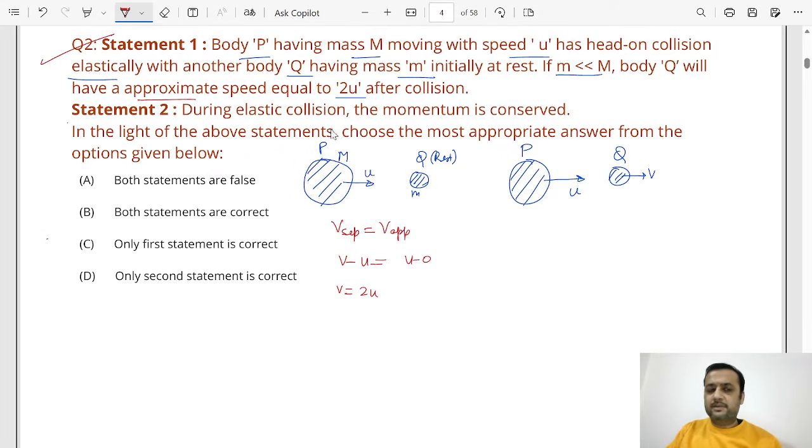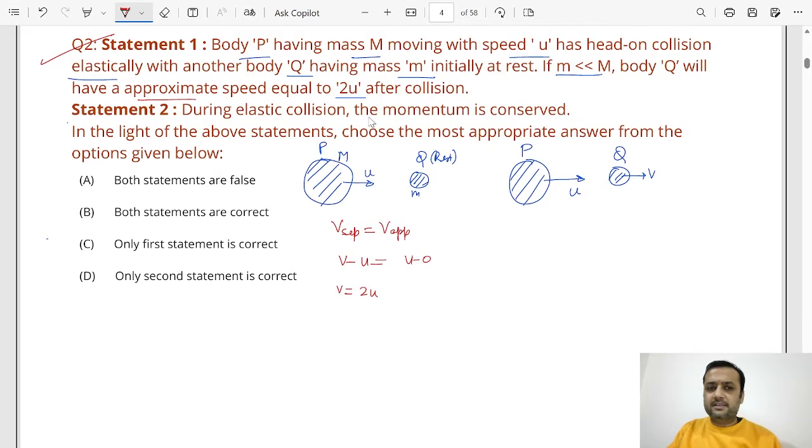But if you see here, approximate is what is written. Why? Because if you remember, I said the speed of P will be nearly u. It will be slightly less than u, to be very honest. So it will actually be 0.99 u, which is why we can say that the speed of Q will also be 1.99 u. Hence the word approximate.